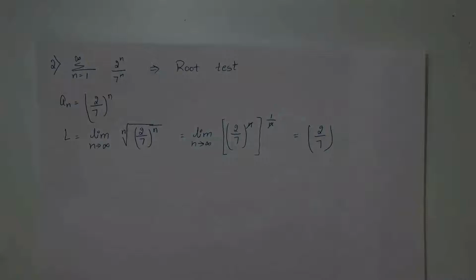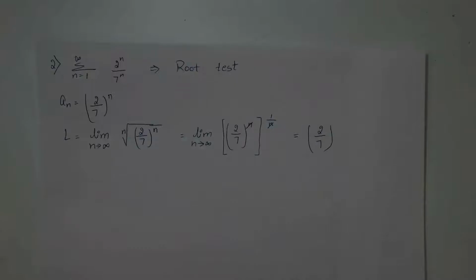You get L equal to 2 by 7, and you need to decide whether this series is converging or diverging. How do you do that? Check the definition for the root test and see what happens when L is less than 1. Because L equal to 2 by 7, that is less than 1, right?